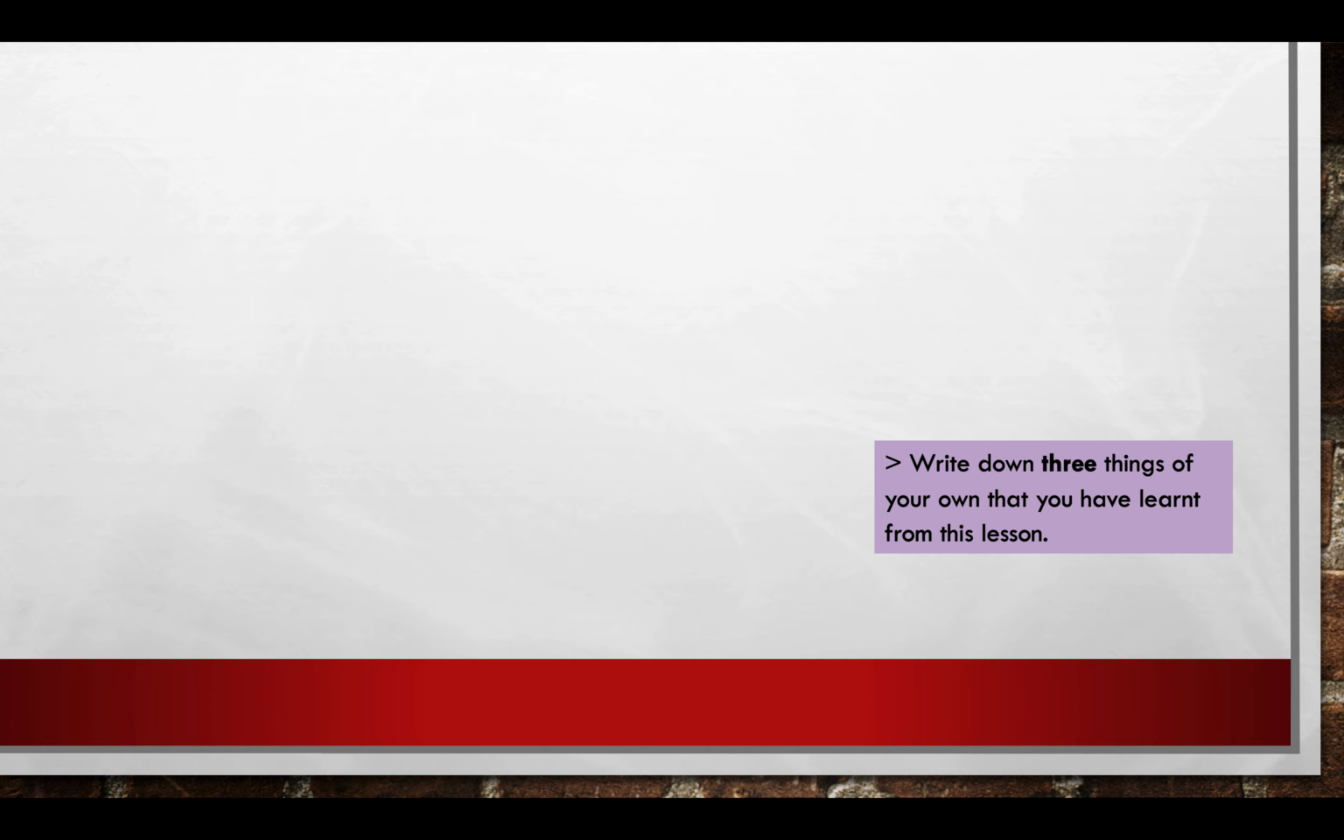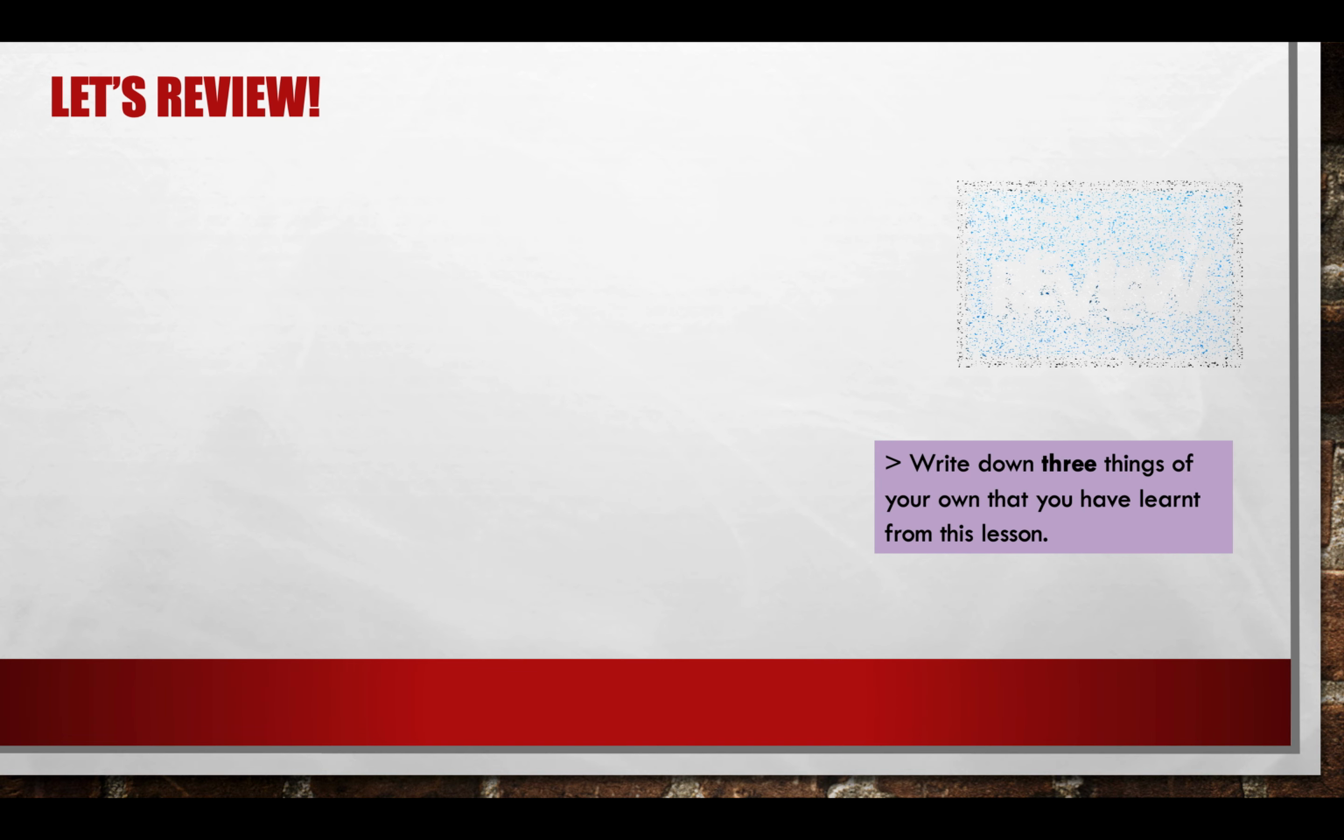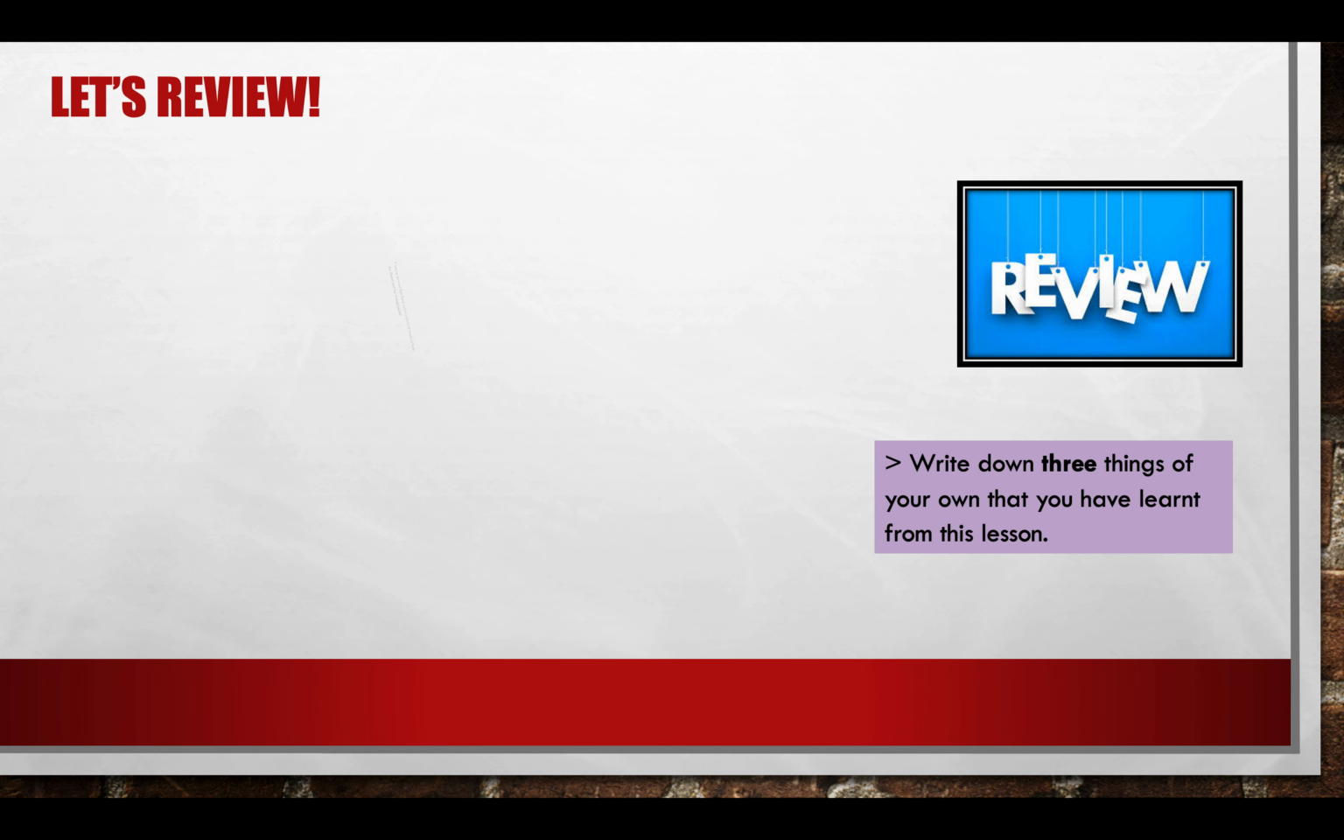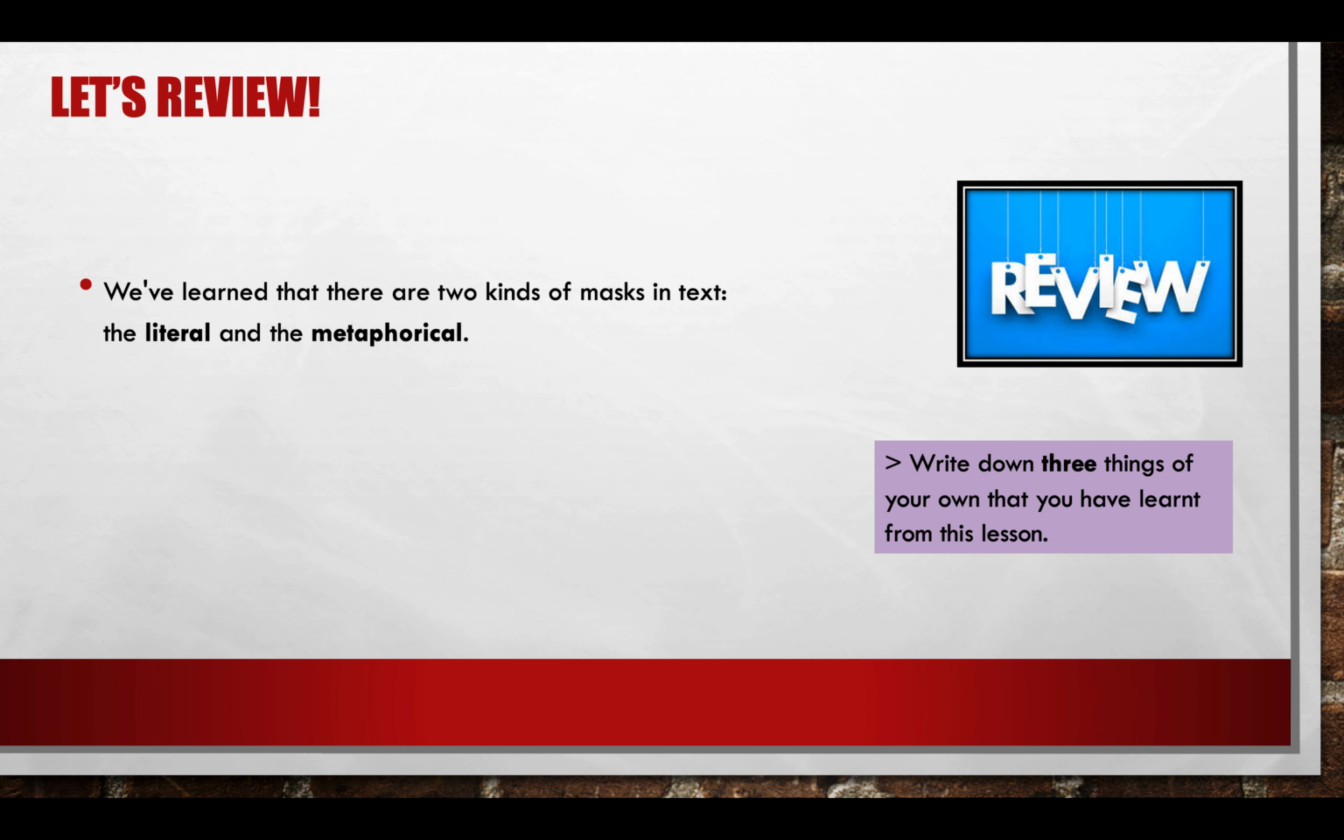Okay, let's just do a quick summary then. So let's review. We've learnt that there are two kinds of masks in the novella, the literal and the metaphorical. As the Doctor increasingly loses hold of his Jekyll persona, he involuntarily becomes Hyde at inconvenient times and has to wear a mask to avoid being arrested for Hyde's crimes. However, he fools neither his servant Paul nor Utterson.